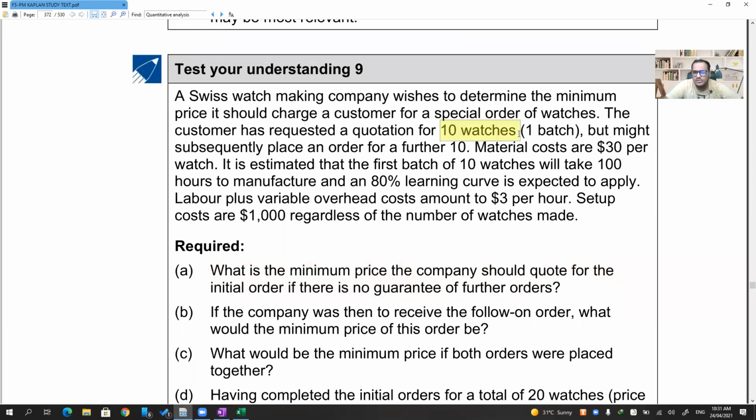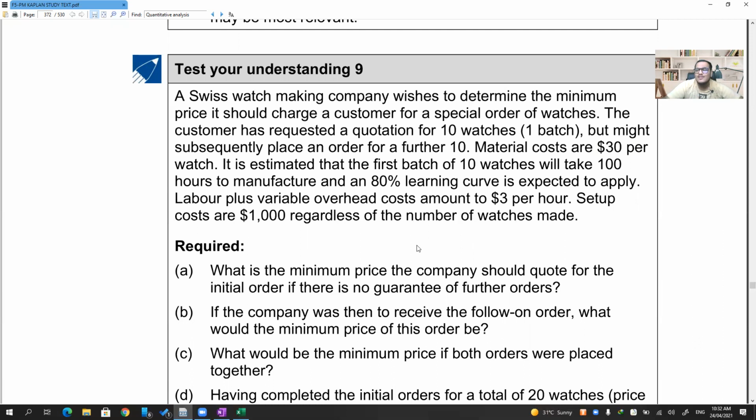They are asking for 10 watches. Material cost is $30 per watch. First batch will take 100 hours. 10 watches will take 100 hours, so each watch is going to take approximately 10 hours on average. Labor plus variable overhead is $3 per hour. Each watch is going to take 10 hours, so 3 into 10, $30, plus material cost $30. So $60 is the variable cost. And they're also going to incur $1,000 for the setup cost for 10 watches, so each watch is 100. 100 plus 60, 160 should be the minimum price for the first 10 watches.